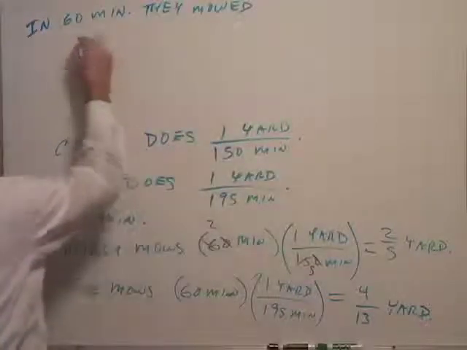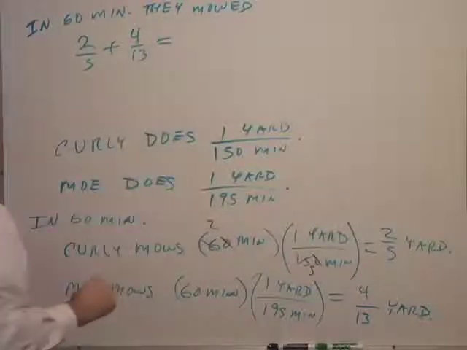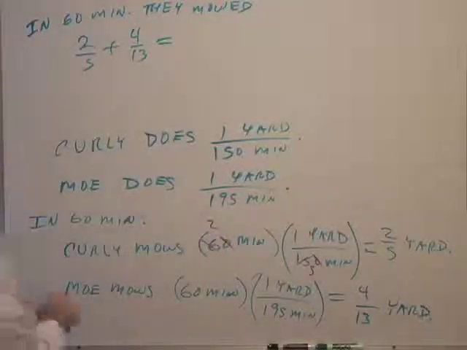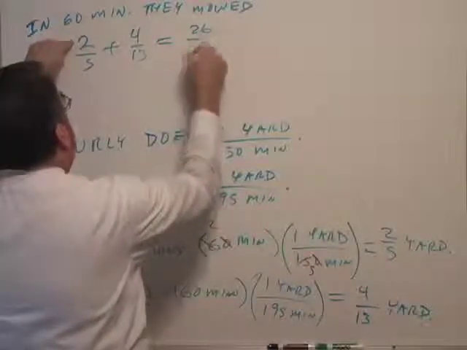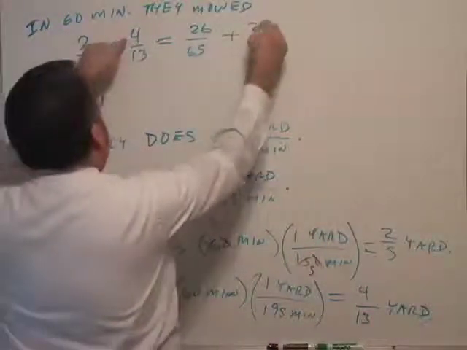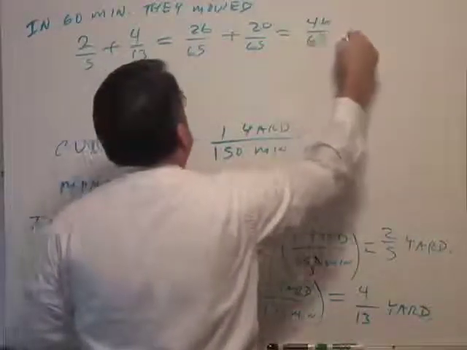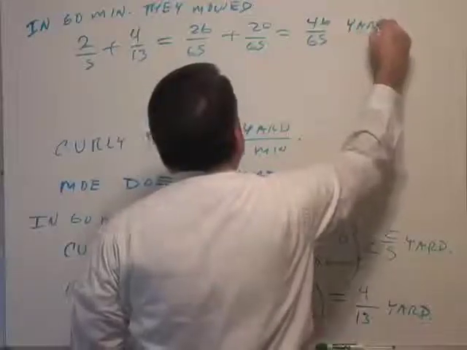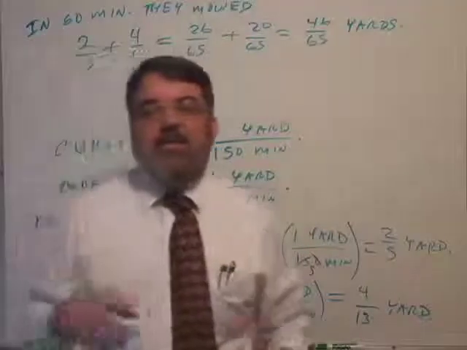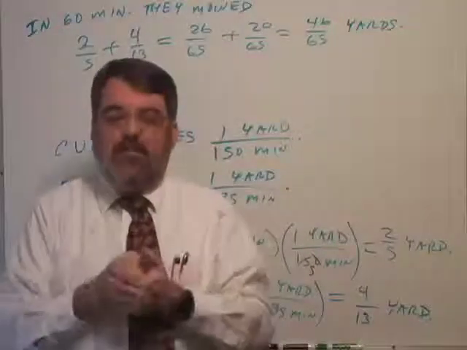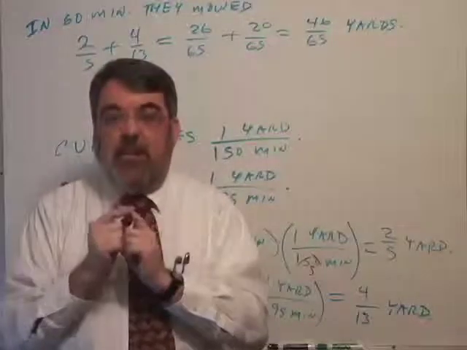All right, so it'd be 2/5 plus 4/13. And I need a common denominator here. It's going to be 5 times 13 is 65. So I have 26 over 65 plus 20 over 65. This is 46 over 65 yards. All right. Now in English that sounds awkward, but that's the fraction that they've done. 46 out of 65 is the fraction of a yard that both had mowed together.